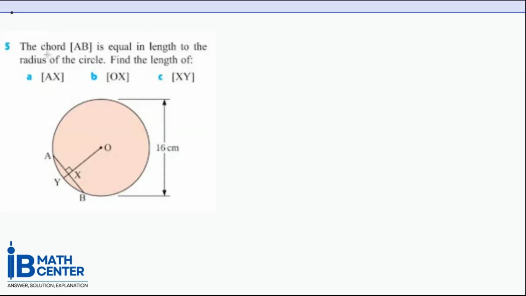First is the word chord and radius, and then the interpretation of this length. So let's start with this. This is 16. What is 16? If the width of a circle is 16, then width is the diameter. And that's our starting point, 16 centimeters.